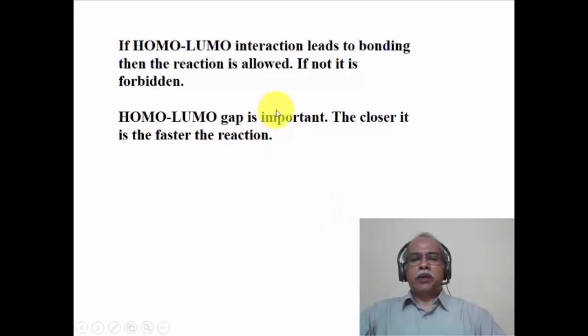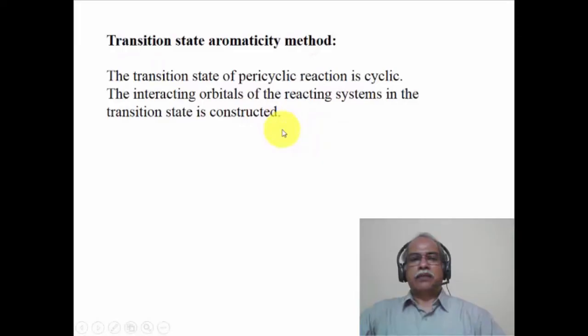The HOMO-LUMO gap is important because the closer the gap, the faster will be the reaction, and that is where the substituents play a very important role in making the HOMO-LUMO gaps come closer to each other. Substituent effects will be dealt in detail in the case of the Diels-Alder reaction and other reactions.